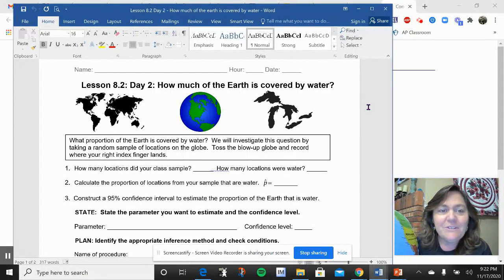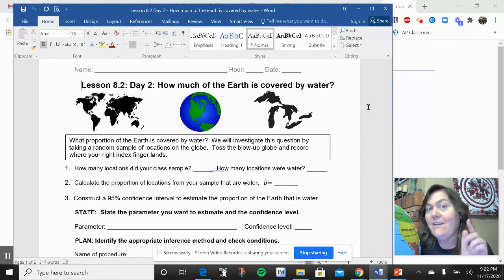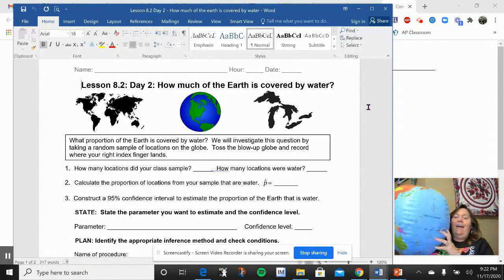But you should have this worksheet, lesson 8.2, day 2, how much of the earth is covered by water. If you don't have that opened up and ready to enter into, pause the video and go get that worksheet, okay? If we were all in class, this would be so much fun.